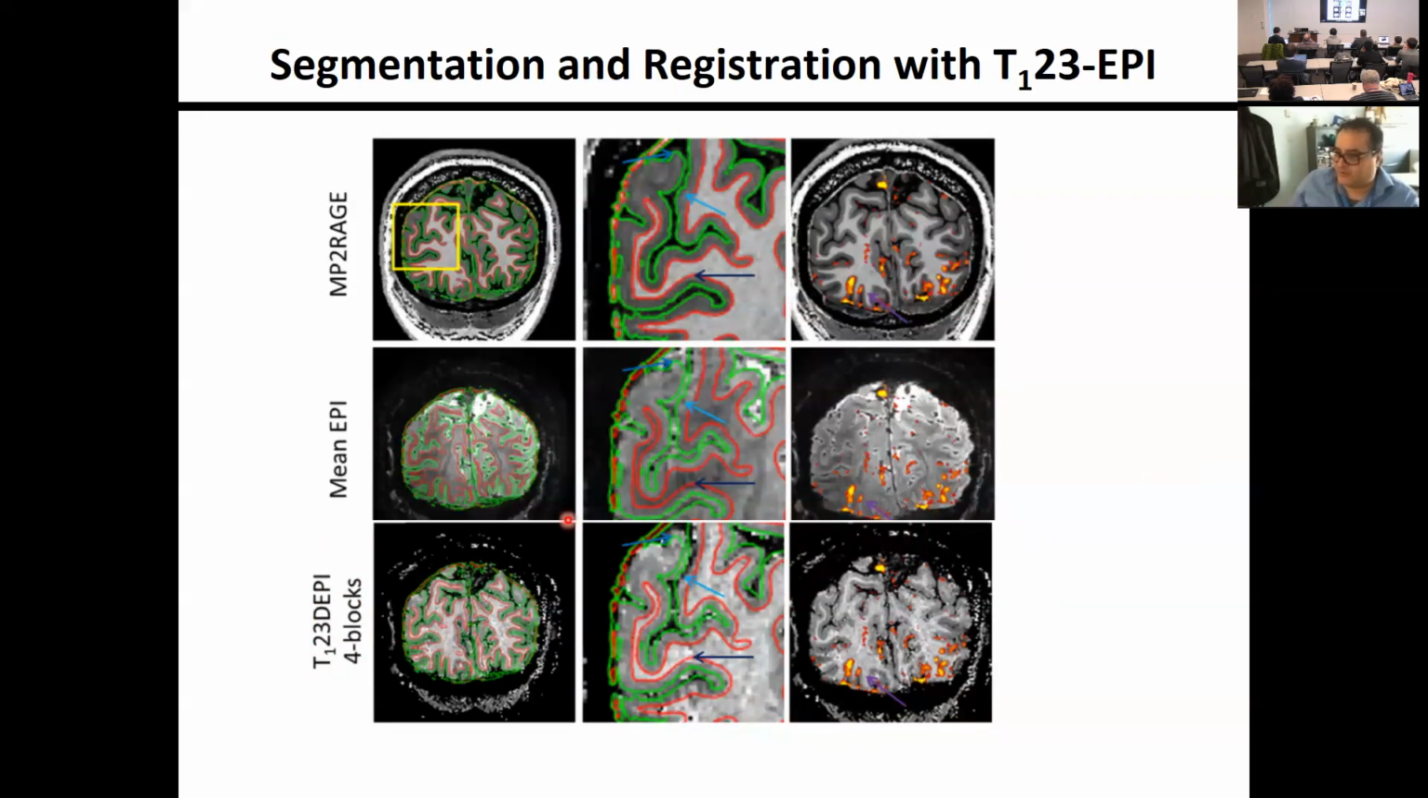actually it would label this as gray matter. So again, this approach shows that it is more faithful to the gray matter segmentation relative to the mean EPI. However, as you also see, it's noisier.